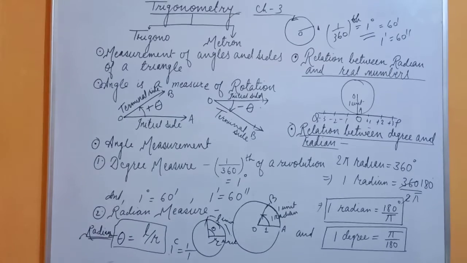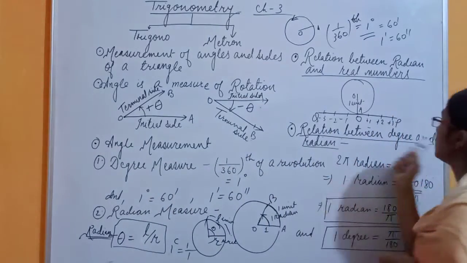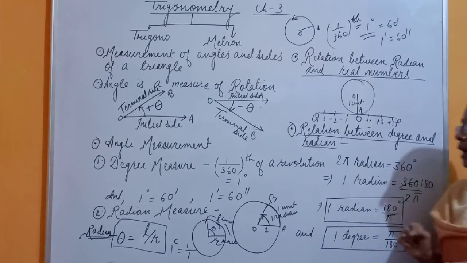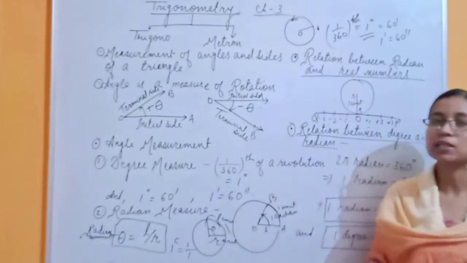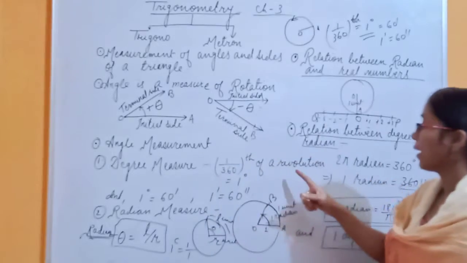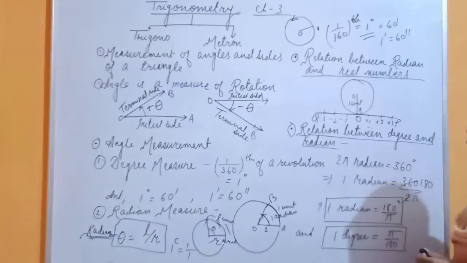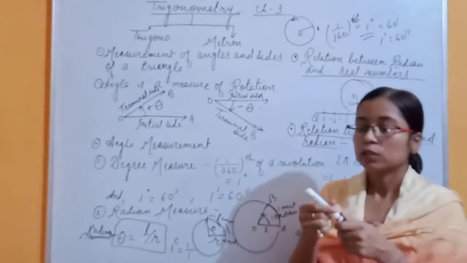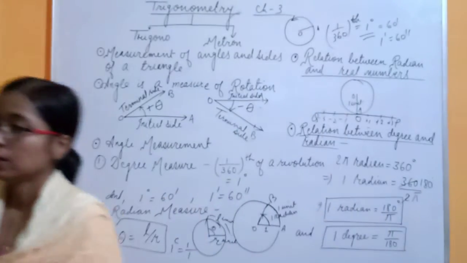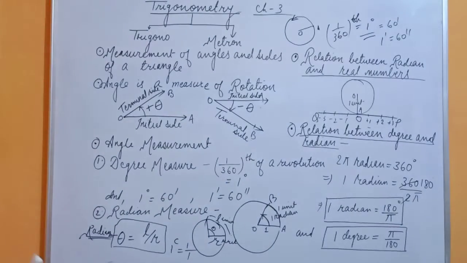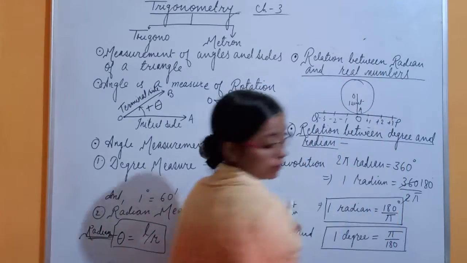Okay students, here is the relation between degree and radian. I have already explained that 1 degree is 1/60th of a revolution. What does 1/60th mean? Suppose you consider a circle. Suppose there is a circle given, okay?